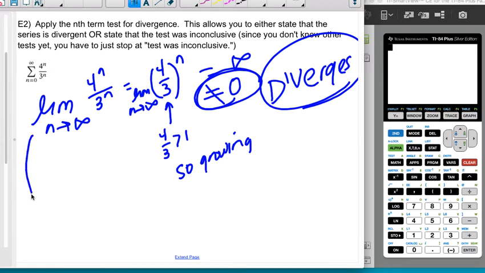Now, if you're not sure with the infinity thing, you could actually try it. You could say, hey, if n is 1, it's this. If n is 2, it's this. If n is 3, and you can figure out pretty quickly, oh, hey, this is getting bigger.